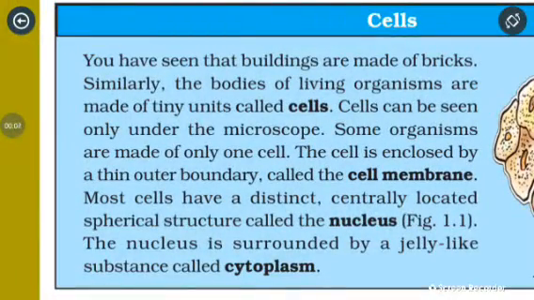You have seen that buildings are made of bricks. Similarly, the bodies of all living organisms are made up of tiny units called cells. Cells can be seen only under a microscope. Some organisms are made of only one cell. The cell is enclosed by a thin outer boundary called the cell membrane. Most cells have a distinct centrally located spherical structure called the nucleus. The nucleus is surrounded by a jelly-like structure called cytoplasm.